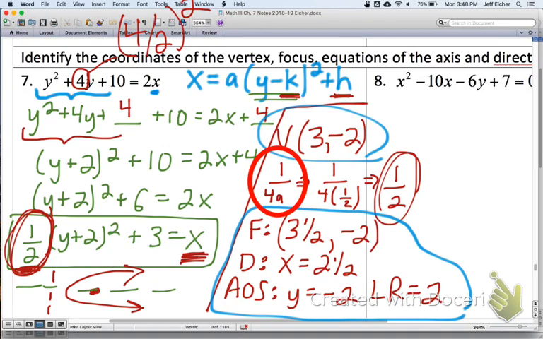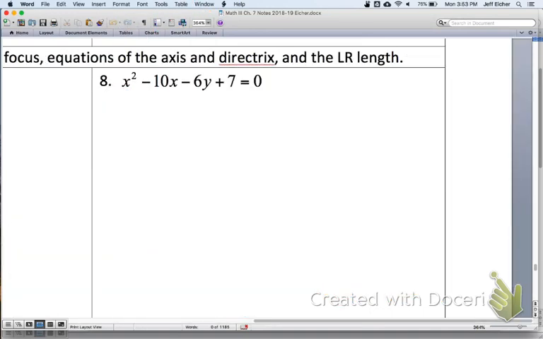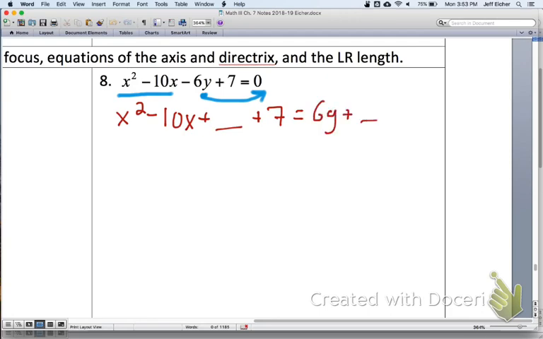Alright, we have one more. So let's check out number 8. On number 8, notice we have an x squared and a 10x. We're going to complete the square on that side, and y is all by its lonesome. So let's move y to the other side. So we would have x squared minus 10x plus blank plus 7 equals, add 6y to both sides, and then plus blank.